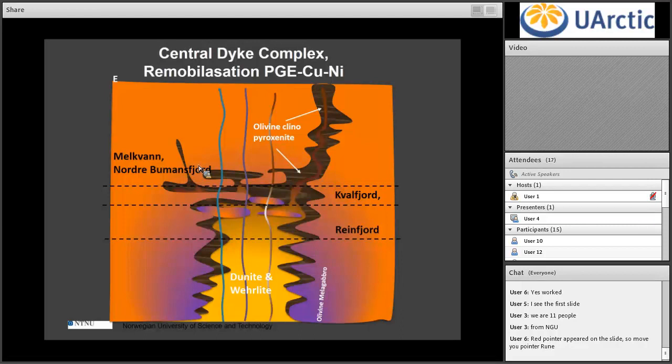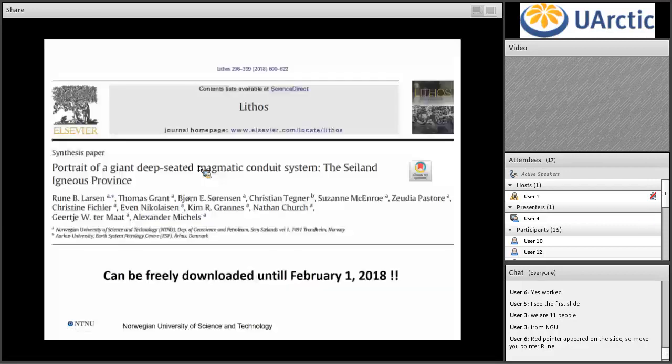I think that brings us to the last slide, which is this paper that we just published. It is now accessible electronically. It will come out in 2018, but it can be freely downloaded until February 1. It is an invited synthesis paper in Lithos that we spent way too much time writing, but now it's there. So there you will find plenty of additional information.